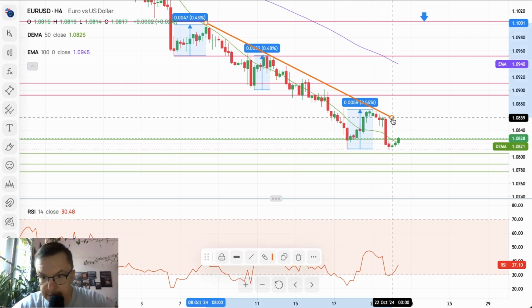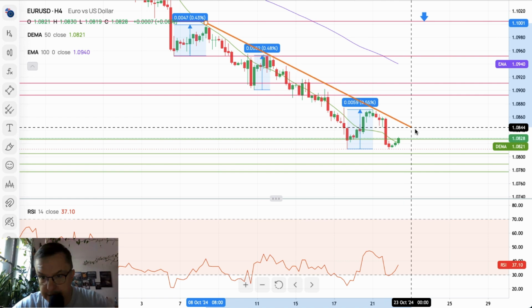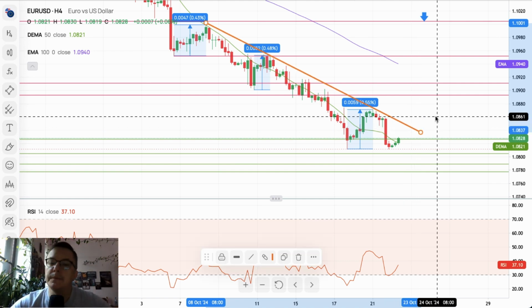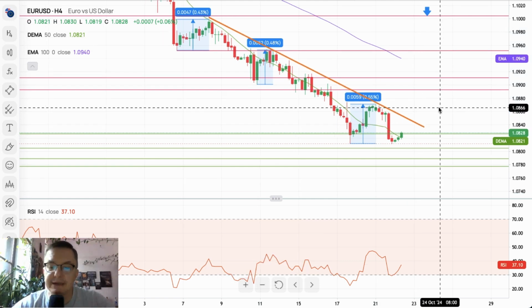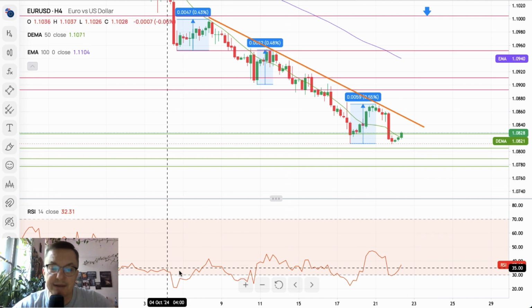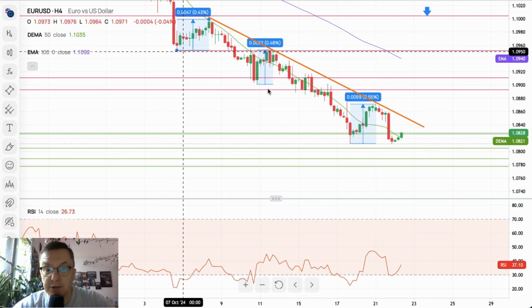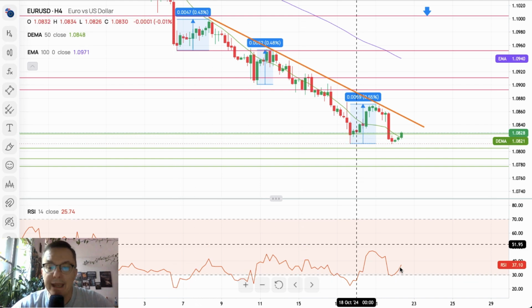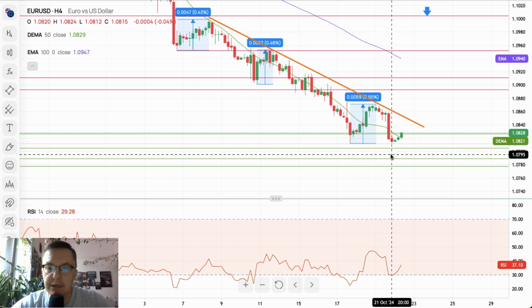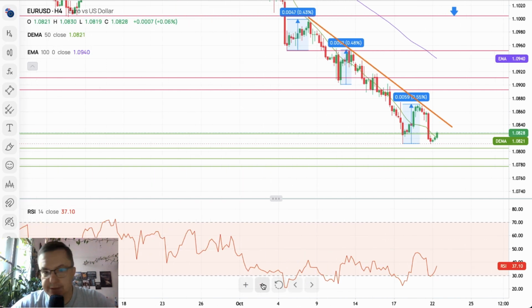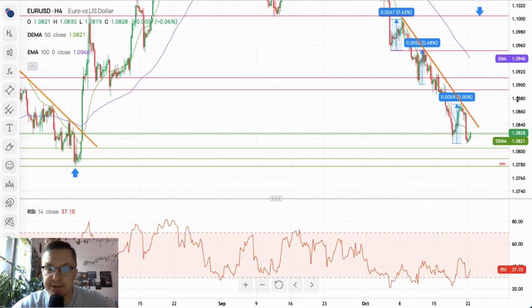Let me just make it longer, just a little bit longer. There you go. And that means that this market is still under bearish pressure despite the multi-bearish divergence between the new lows here on the chart and the RSI indicator. We keep moving lower, which means this market is trending strongly to the downside. And that's good news for the bears, of course.